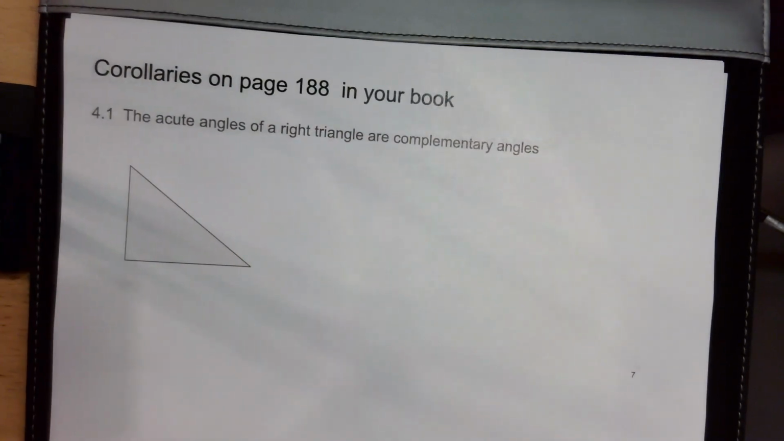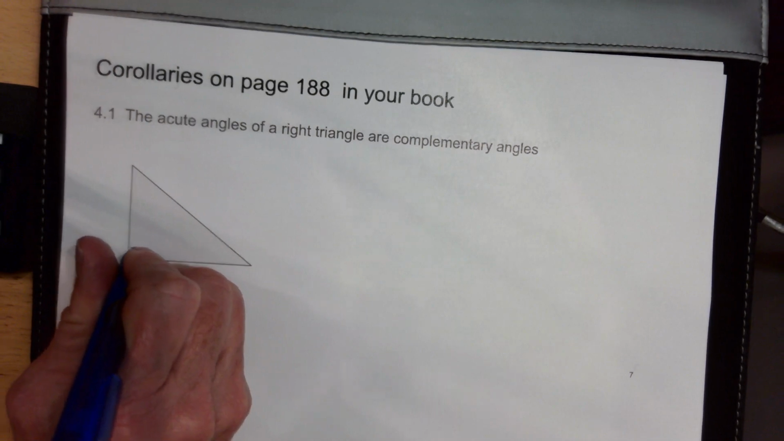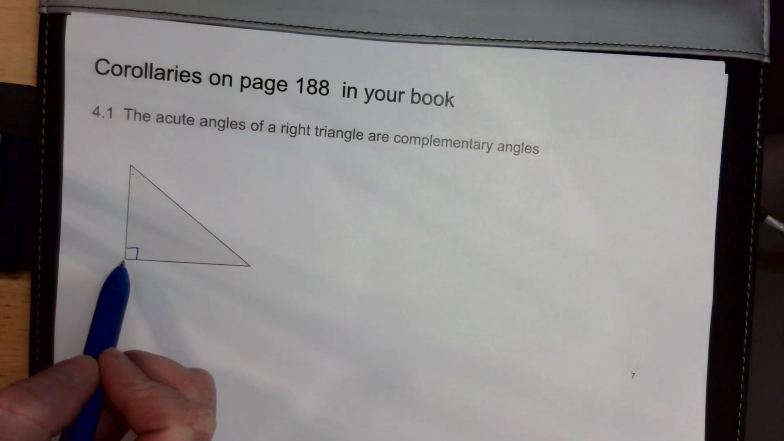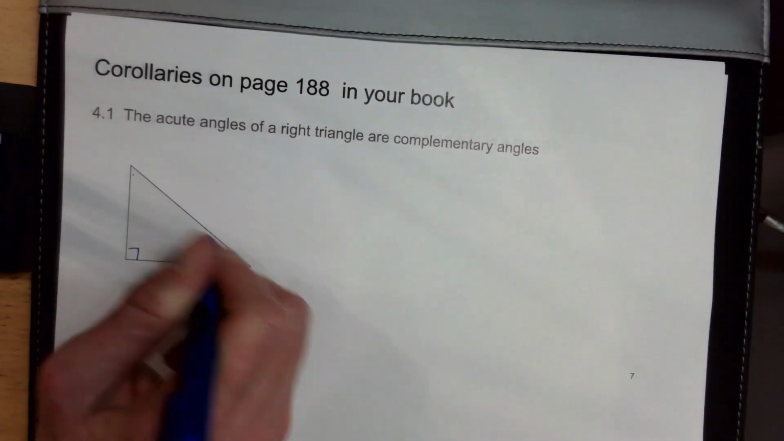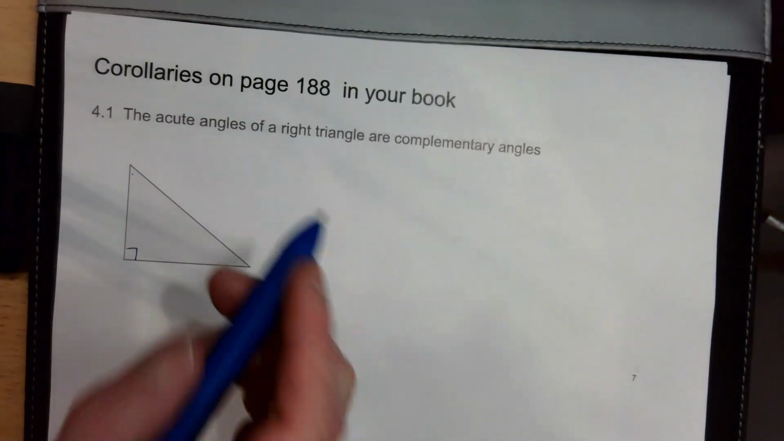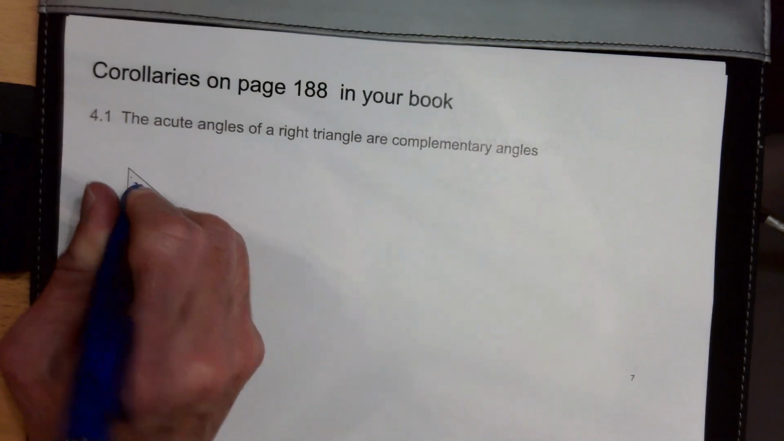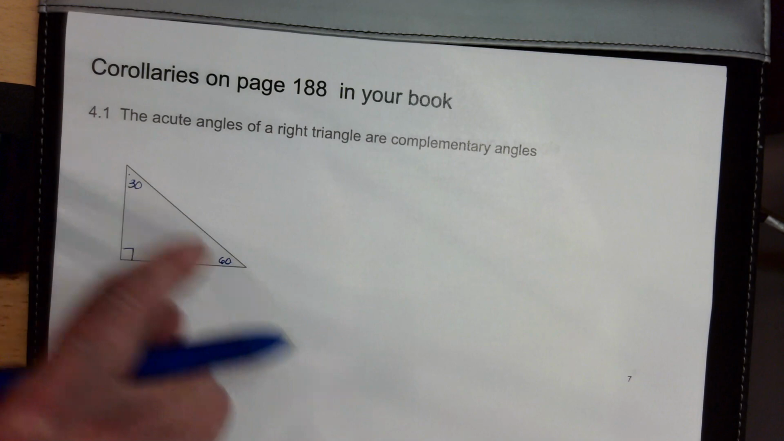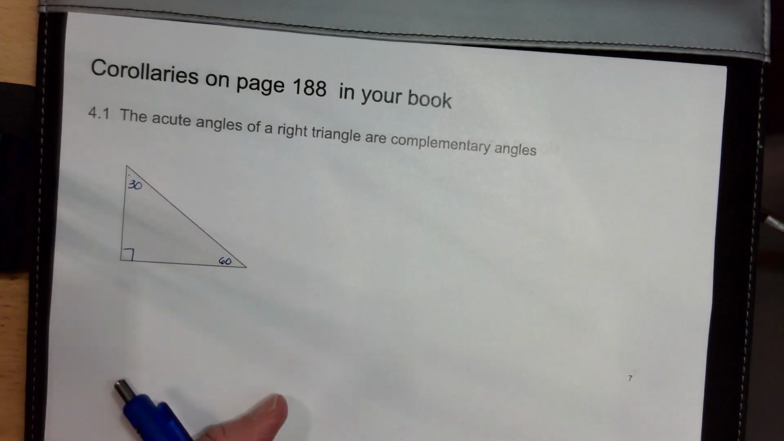Okay, so there's two corollaries in your book on page 188. The first one says, the acute angles of a right triangle are complementary angles. Here is a right triangle. That means this angle plus this angle has to add up to 90 because this is already 90. So these two angles added together also equal 90 because 90 plus 90 is 180. So let's say this is 30, then this one would have to be 60. Those two for a right triangle are always complementary.